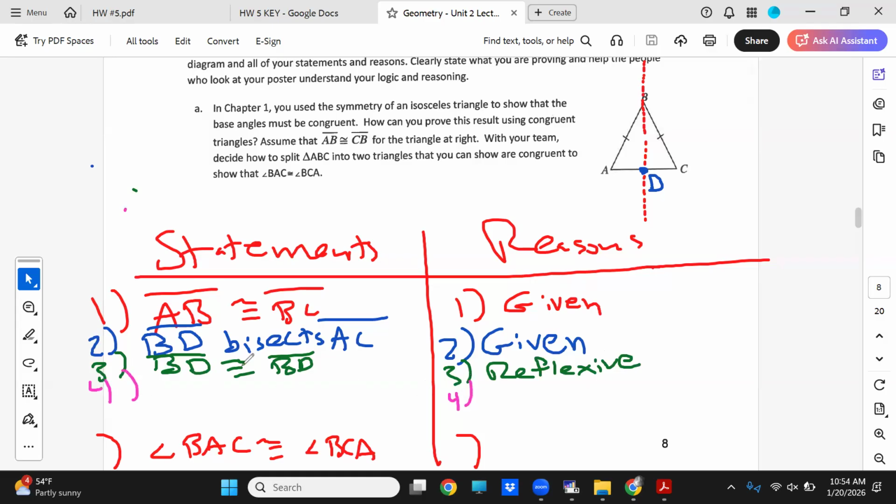And if BD is bisecting AC, yeah, exactly. And what's the reason for that? Yeah, good. You could say we're not going to do perpendicular lines because I didn't make that statement. So AD is congruent to CD, and that's right, definitions. And you've got to say segment bisector.